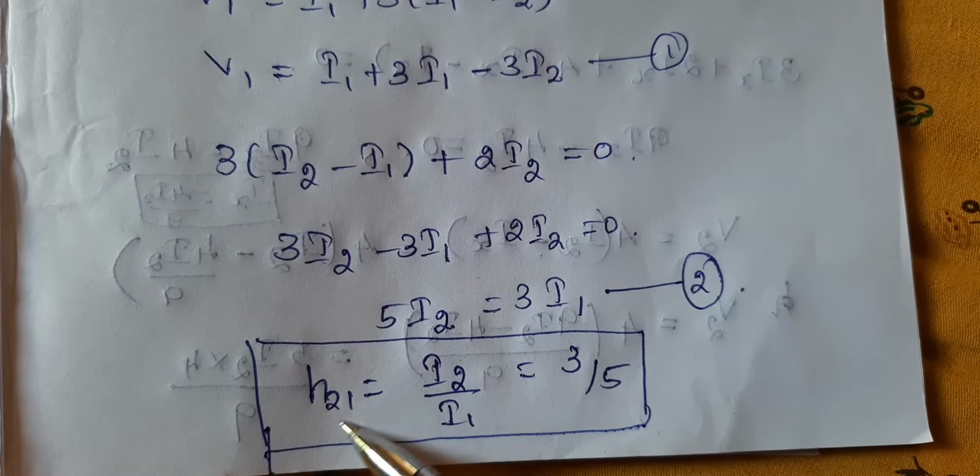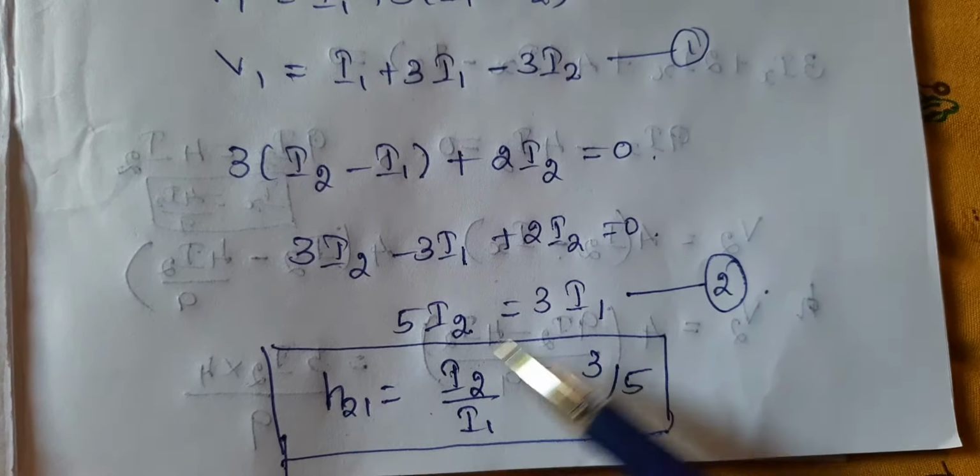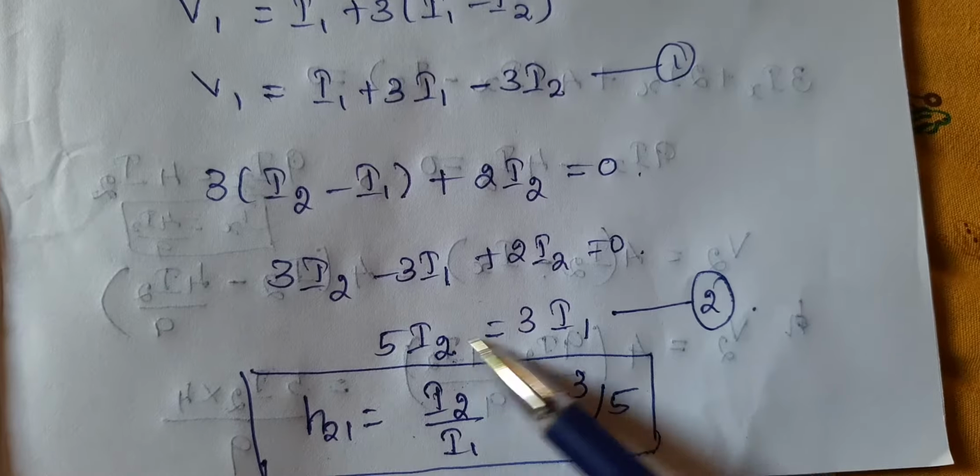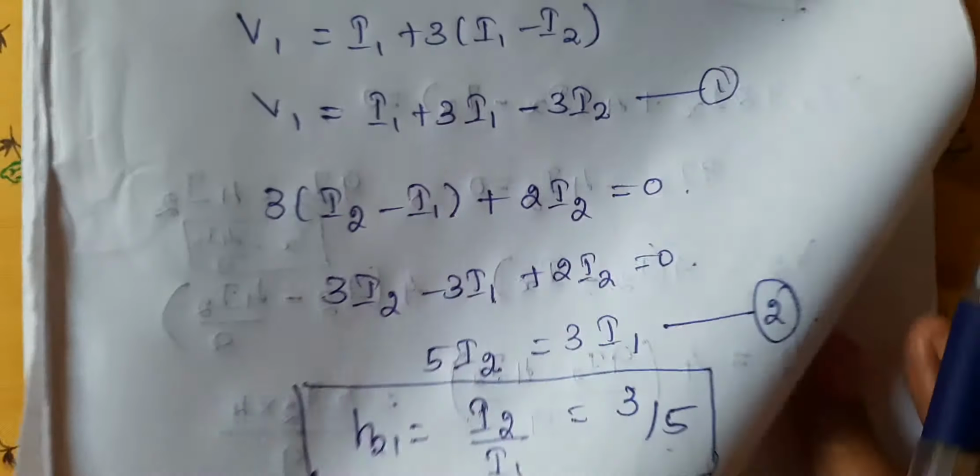So what is our parameter H21? I2 by I1. This is easy, we can find I2 by I1. I2 divided by I1 is 3 by 5. It is the first parameter.